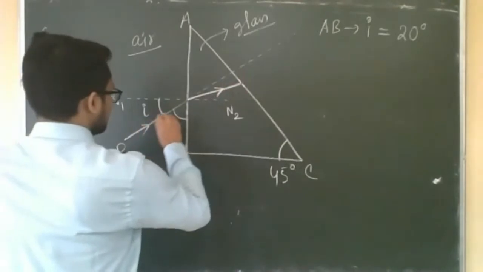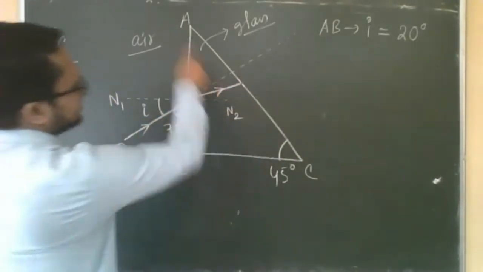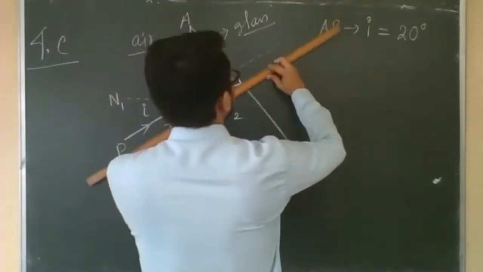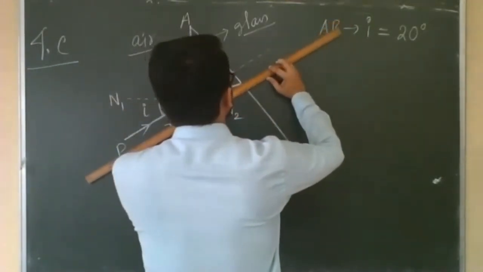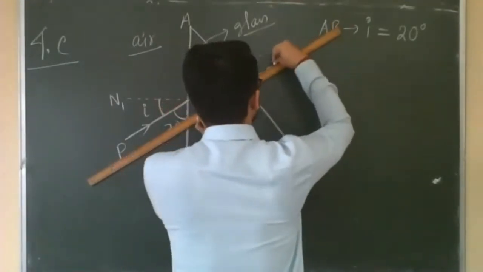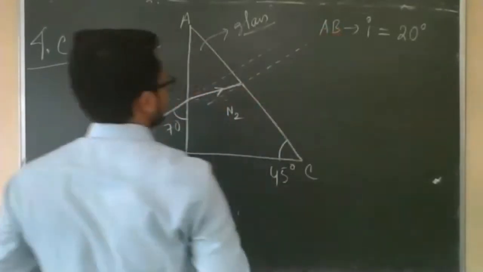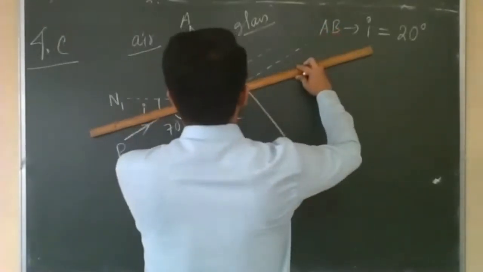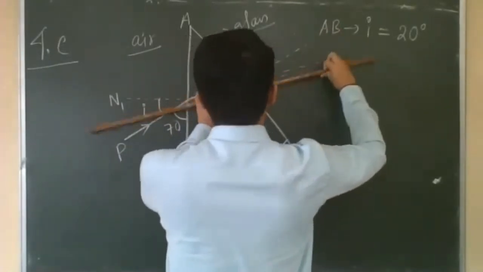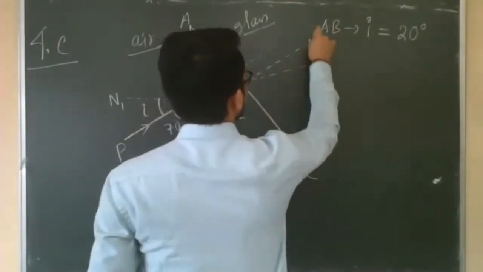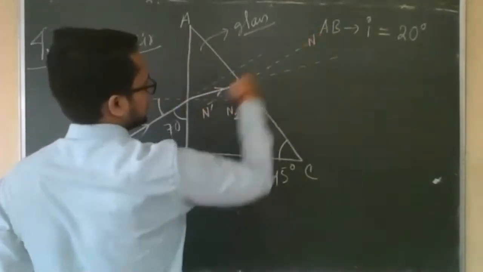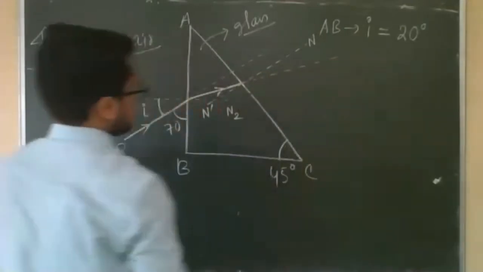Now at the second surface, that means at AC, again draw a normal. So this is the normal, N prime. This dot, the upper one, is the normal. And this is the actual path.